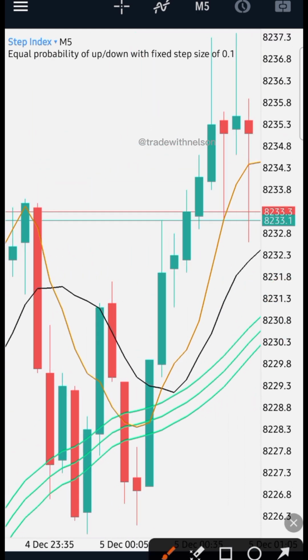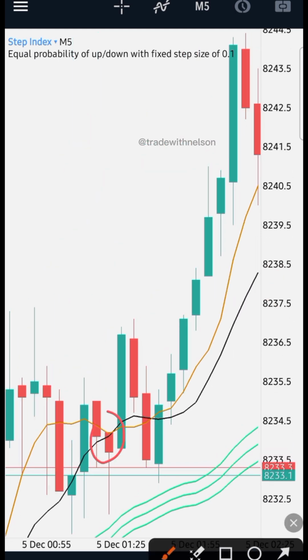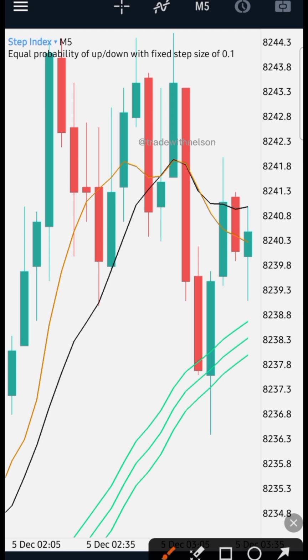Immediately we see this cross, we are still calm. We know that another opportunity is coming. If you look carefully over here, you will see that another cross happens. Then we enter a buy again, we wait, still we see another cross. Immediately after the cross, we enter a buy again, we wait, still we see another one.